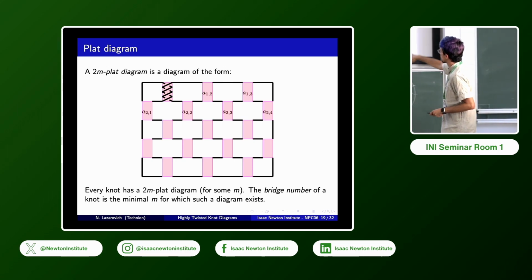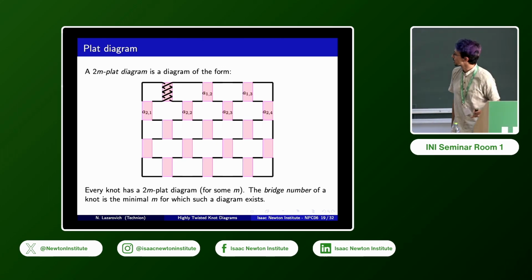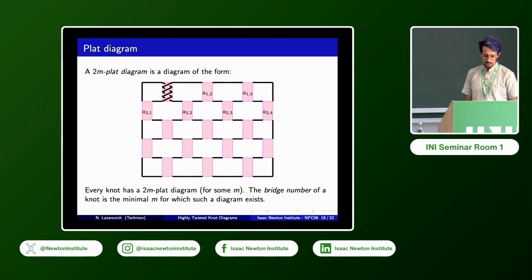It's connected to what's called the bridge number. So from these diagrams, you can read something important like the bridge number of a knot. It's related to Heegaard splitting and so on.